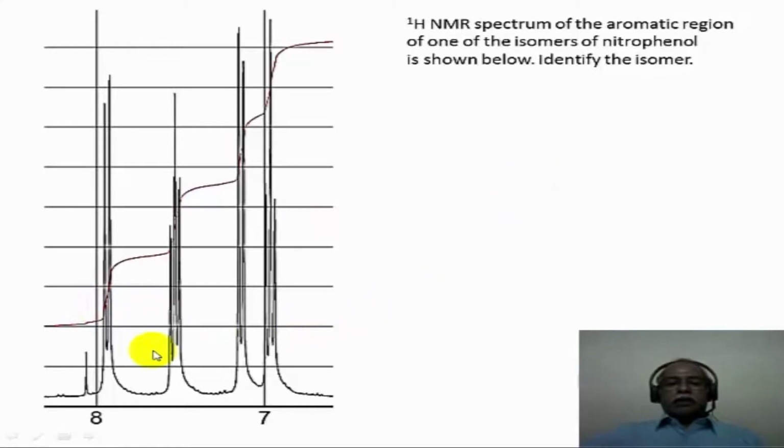Now what is important is that there are 4 chemical shift values associated with these 4 multiplets. So whichever isomer we choose as the correct answer should have 4 different types of aromatic hydrogen in the system. In other words, it has to be a B, C, D kind of a spin system is what we are looking for in this particular problem.